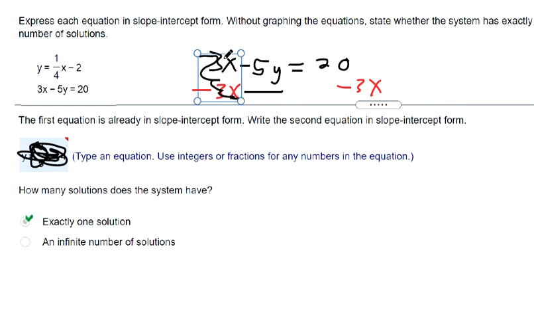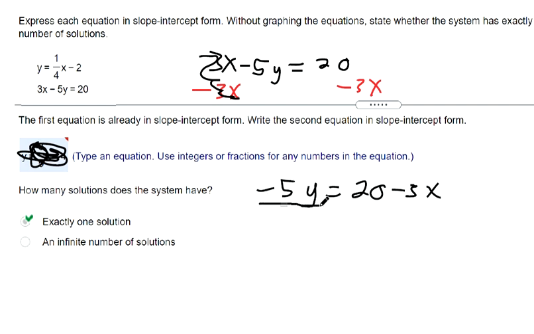That leaves me with, look, there's a minus sign here. We got to take that with us. That leaves us with negative 5y. And I put the minus 3x behind the 20. You could say negative 3x plus 20. That would be the same thing. And then I'm getting closer. This is a negative 5 times y.